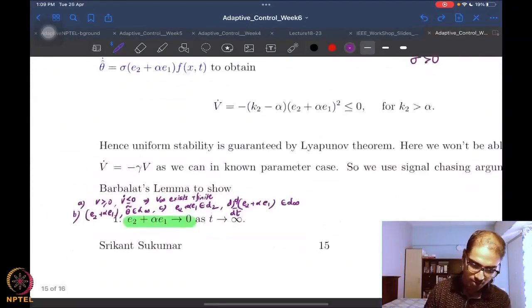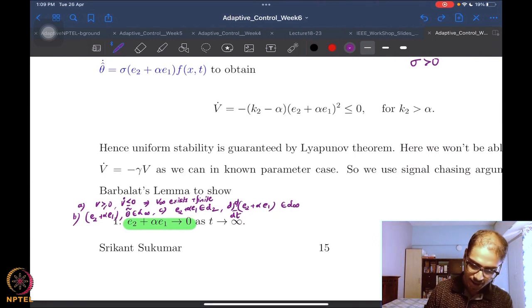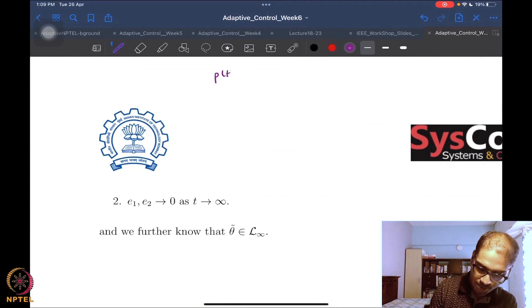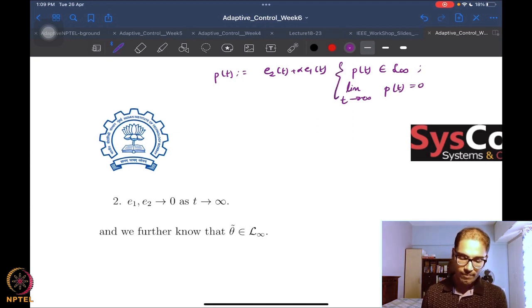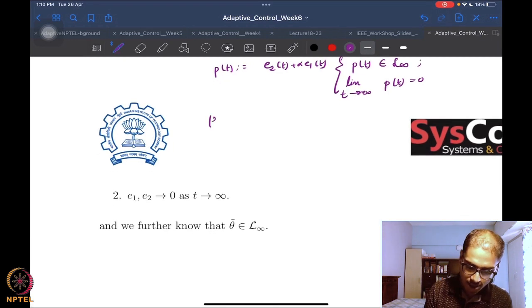So now I can do the same steps. Suppose I define P of t as E2 of t plus alpha E1 of t. I know that P of t belongs to L infinity, and I know that the limit as t goes to infinity of P of t is 0. I also know that P of t can be written as E1 dot of t plus alpha E1 of t. Then I can use the same final value theorem arguments by taking the Laplace transform here.